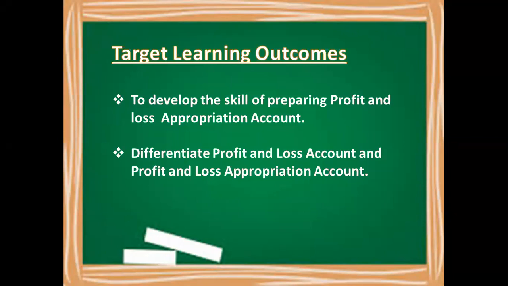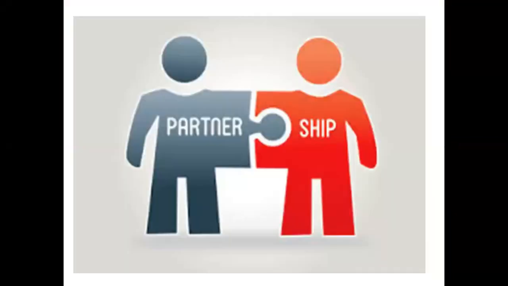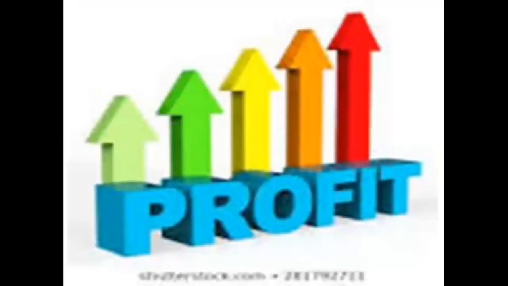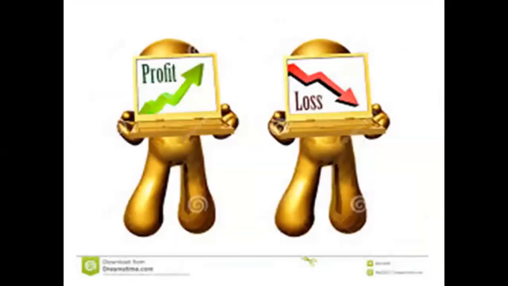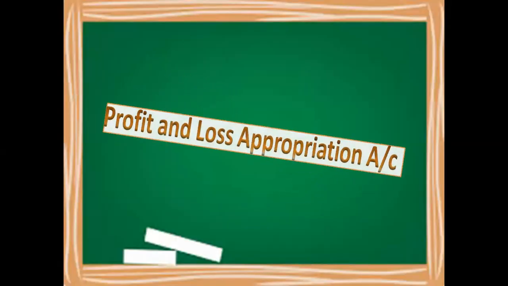Dear students, as you know, partnership is all about sharing profits and losses among the partners. So whatever profit or loss is earned by the firm has to be distributed among the partners. How will it be distributed? Which account will show this distribution? For that, there is a need to prepare one account. The account that shows the distribution of profit among all the partners is known as the profit and loss appropriation account.